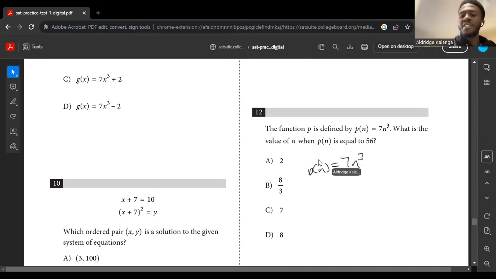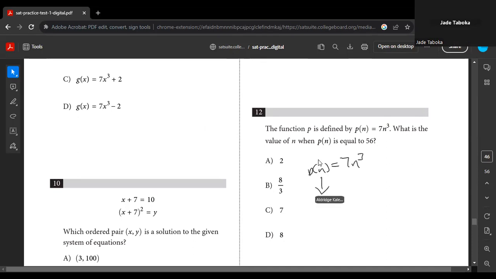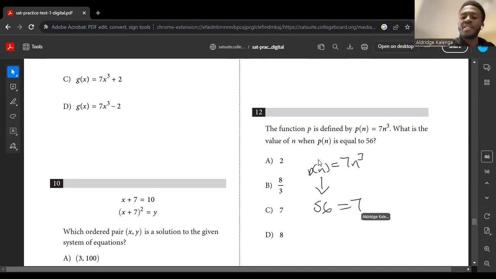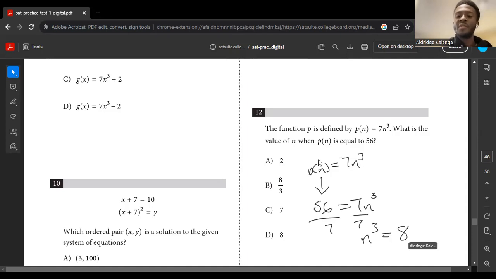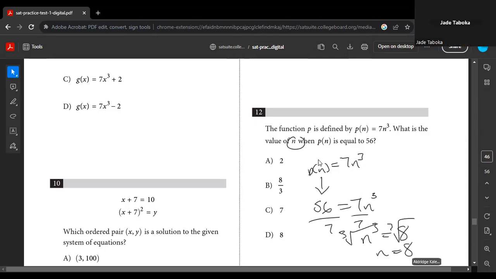Rather, you've got p of n is equal to 7n cubed. But what is the value of n when p of n is equal to 56? So this is equal to 56. So 7n cubed equals 56, so you can divide by 7 throughout. 7 into 56 is 8. So n cubed is 8. But the value of n, not n cubed, so it means we cube root this. The cube root of 8 is 2, because 2 times 2 times 2 is equal to 8. And our answer is 8.